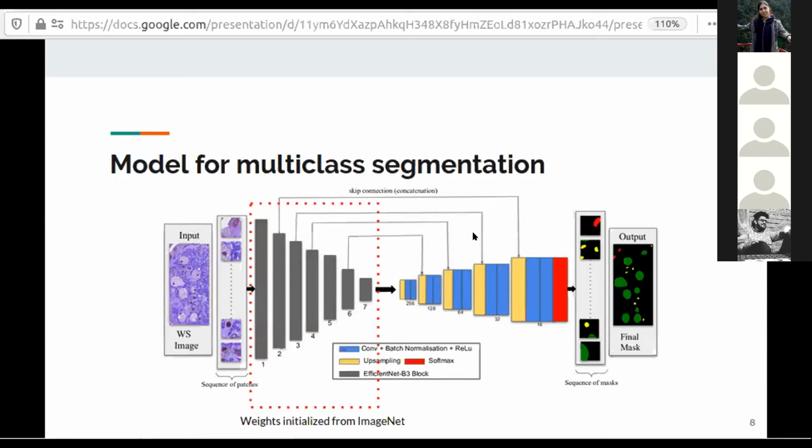So this is the model that we used. Initially in the encoder, we use an EfficientNet B3 architecture, which is pre-trained on ImageNet. And this entire architecture is based on a UNet architecture.